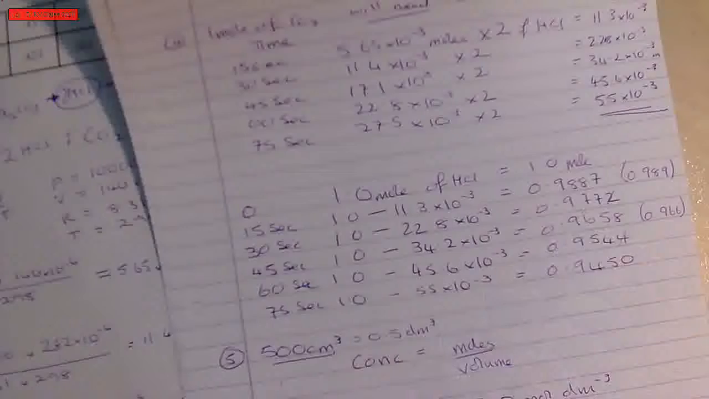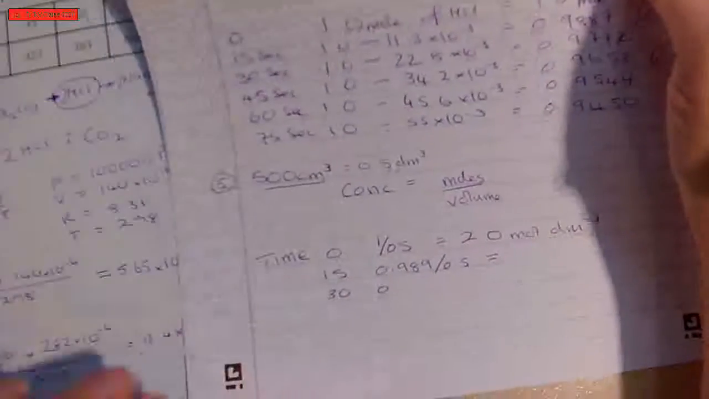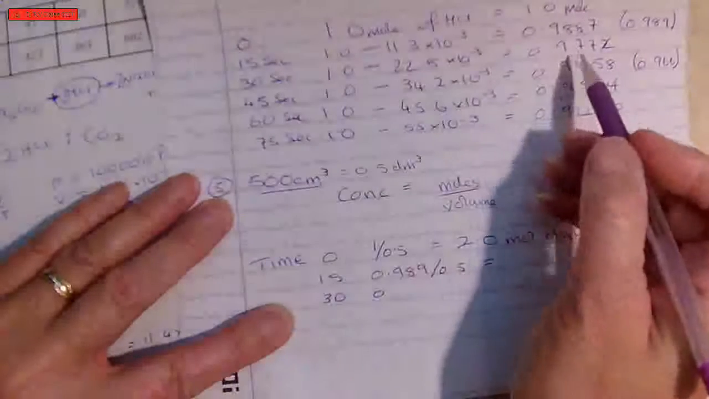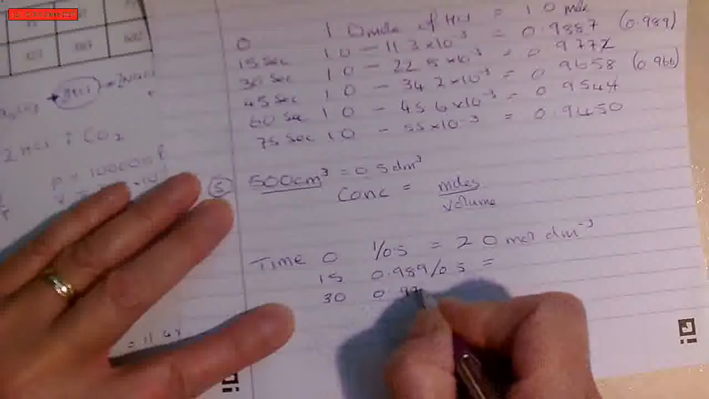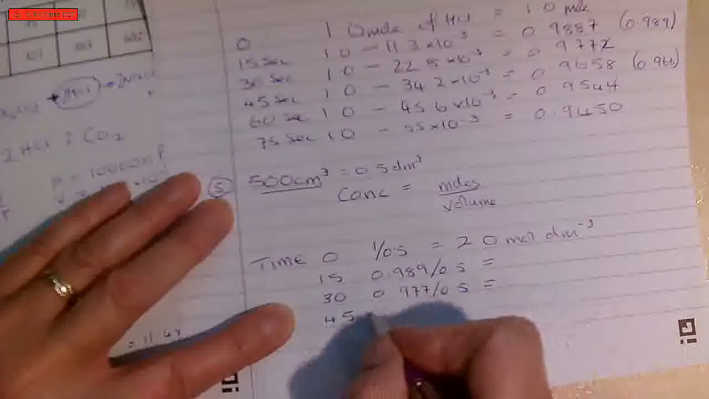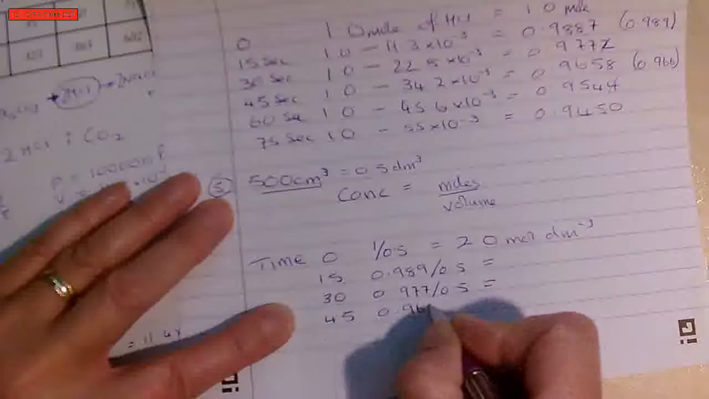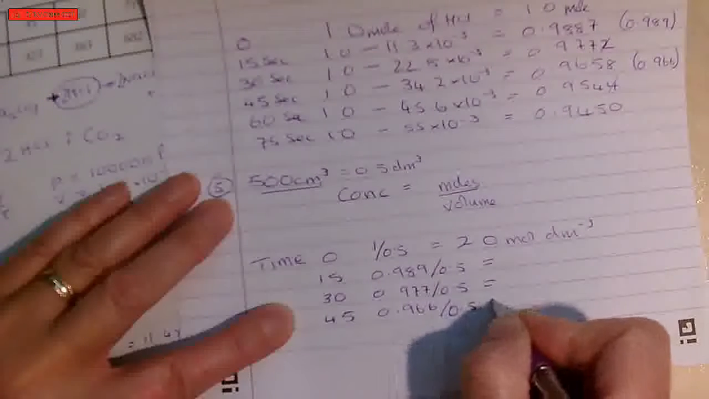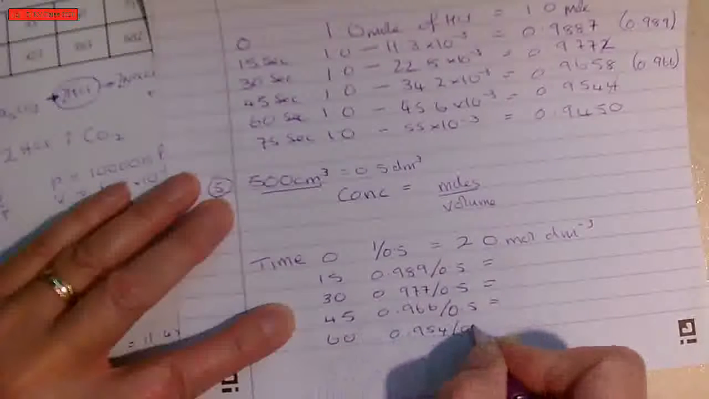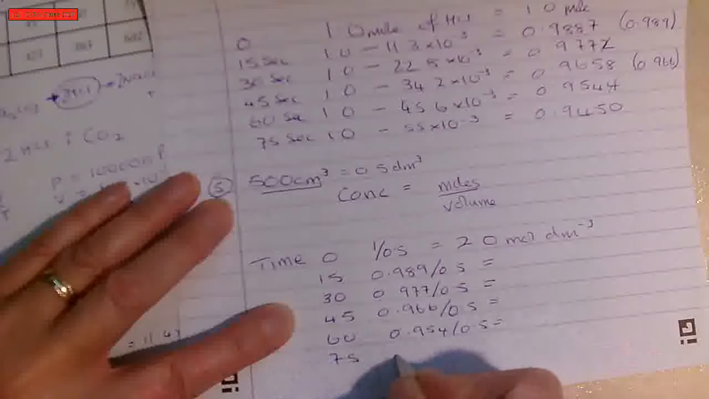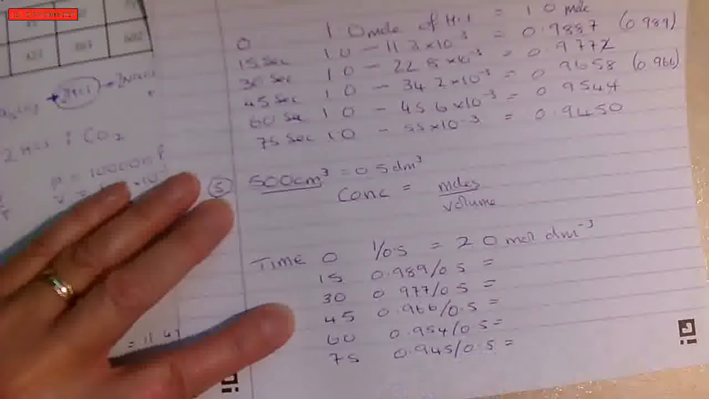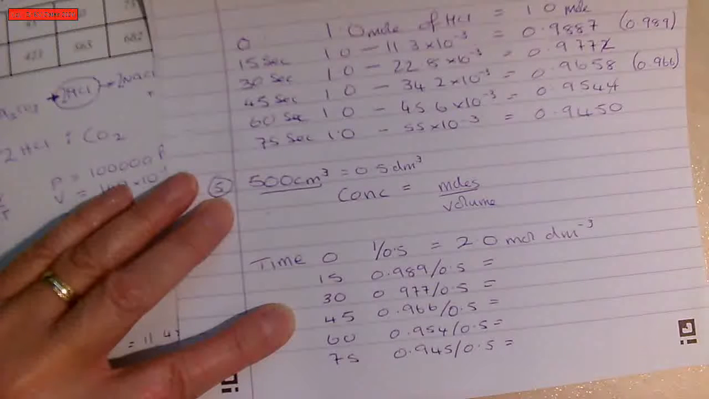30 seconds, I've got, I better just move this up here. So at 30 seconds, I have 0.977 divided by 0.5. 45 seconds is 0.966 divided by 0.5. 60 seconds, 0.954 divided by 0.5, and 75 seconds is 0.945 divided by 0.5. Okay, I'll just go ahead and do that calculation and give you the values.